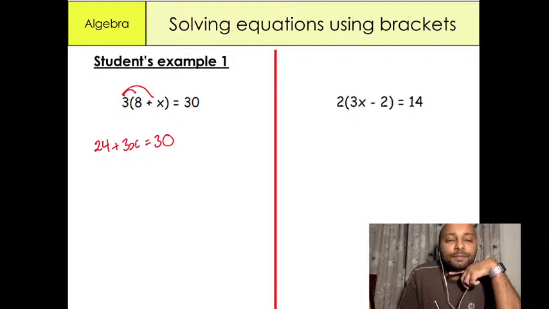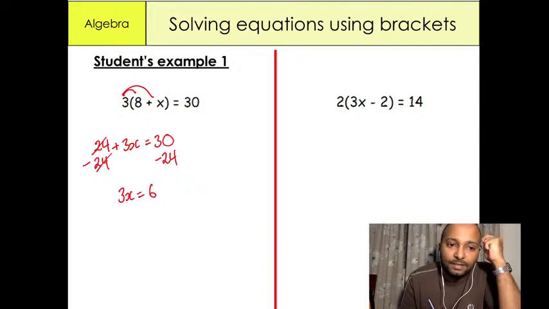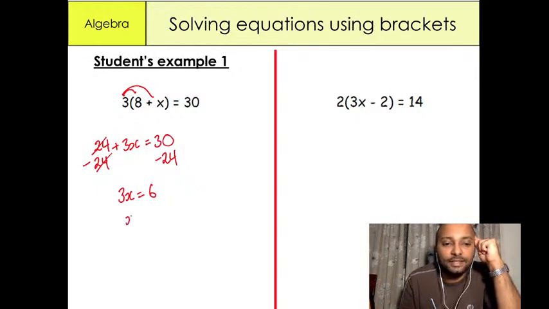I'm going to minus both sides by 24 because I want to cancel the 24, because positive 24 minus 24 gives us 0, so that cancels out. And whatever you do to one side of the equation, you must do to the other side. So we have 30 minus 24, we have 3x equals 6. Now again, what would I need to multiply 3 by to give us 6? x is equal to 2. And that's your final answer.